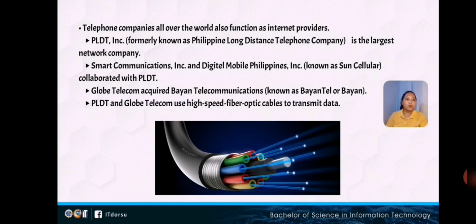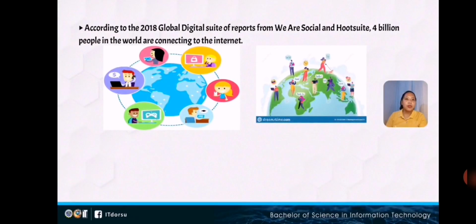So the PLDT and the Globe Telecom are the two internet providers that are very well known here in the Philippines. They use high-speed fiber optic cables for data transmission so that the users can have a stable, strong, and fast internet connection. According to the 2018 Global Digital Suite reports, there are 4 billion people in the world who are connecting to the internet. It is because of entertainment, for business, for traveling, for sharing of data and information, for communication, and for many more reasons.